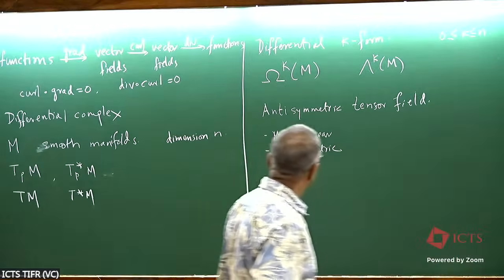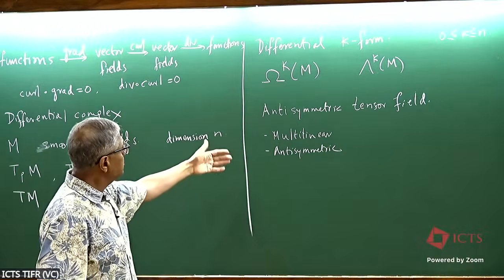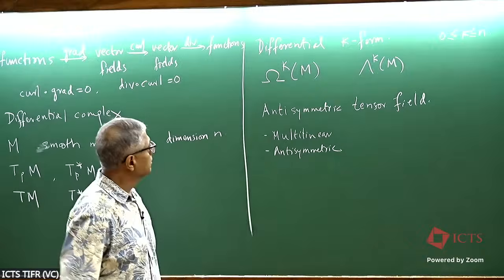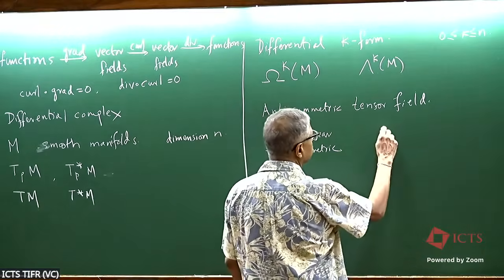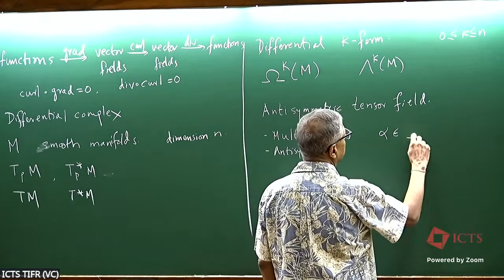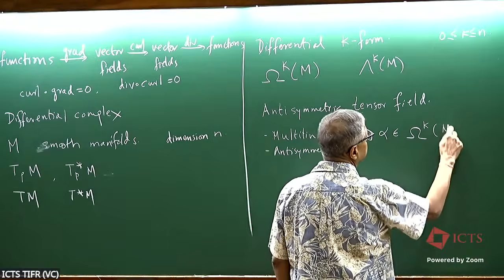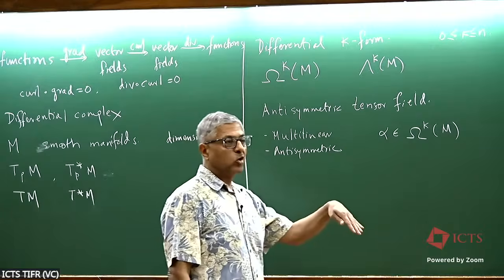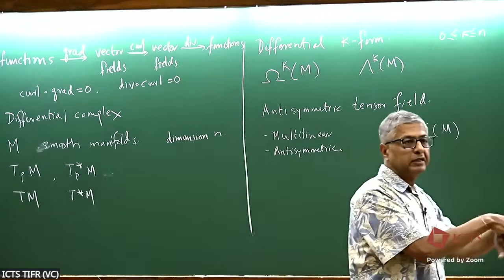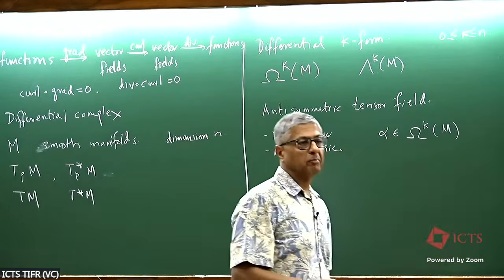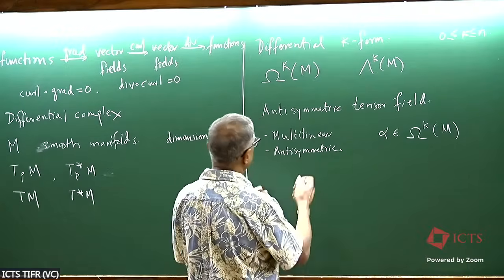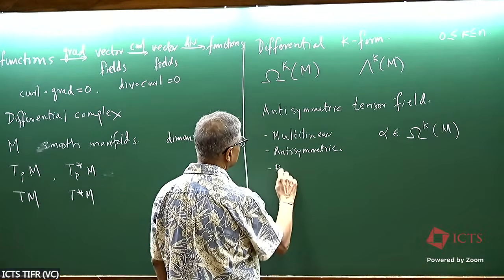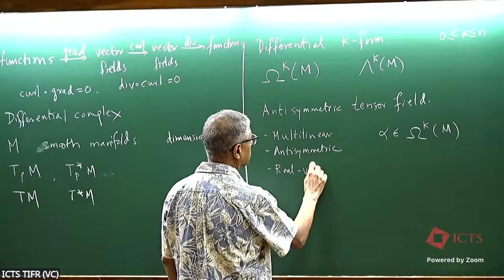So they are antisymmetric tensors which are linear in every slot. If, let's say, alpha is a K form, then it's a field available everywhere, and at any point you can feed it vectors in the tangent plane at that point and get a number out of it. So these are real valued. It's important that they are real valued.